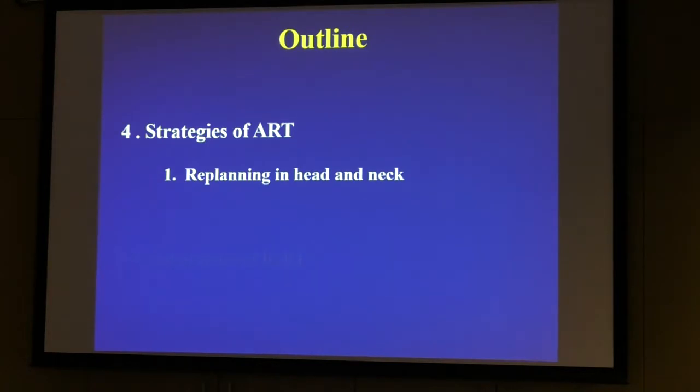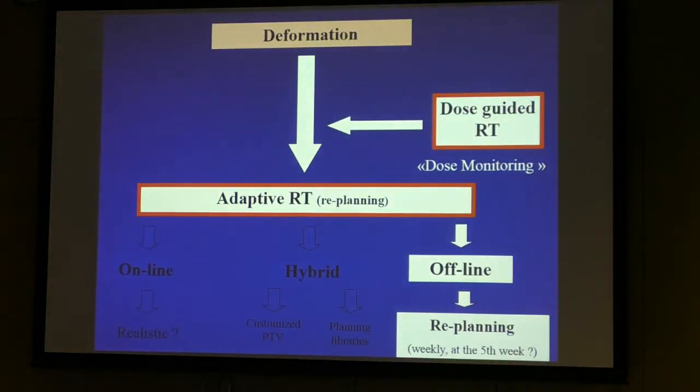Anyway, so we know that there are anatomical deformations. We know that there is an impact on the dose. So we need to do something in case of deformation, which is truly the field of adaptive radiotherapy. So in head and neck, what can be done? This is really replanning.